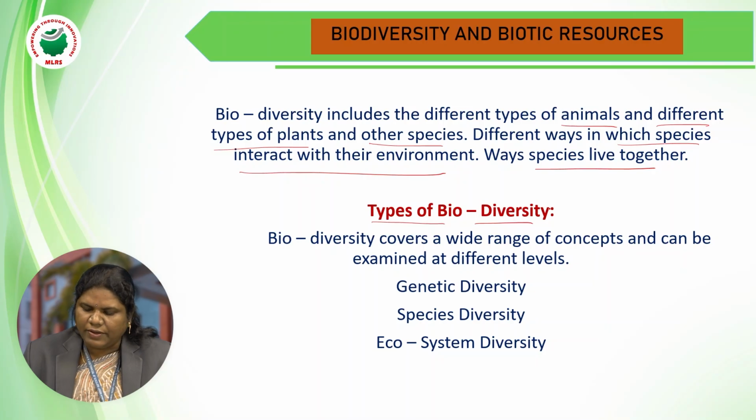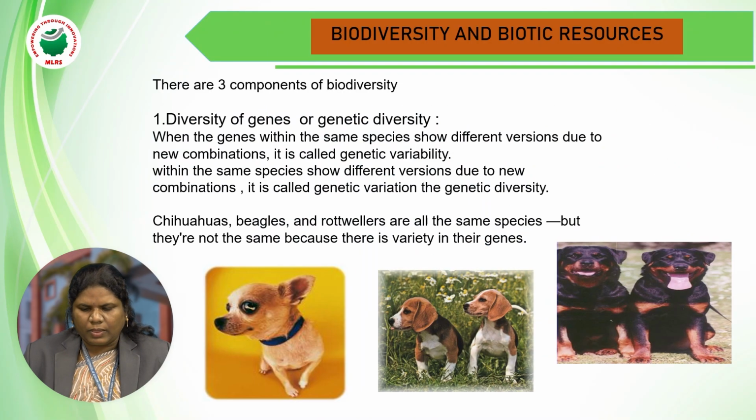First, coming to the types of biodiversity. Biodiversity covers a wide range of concepts and can be examined at different levels. First is genetic diversity, next is species diversity, and the third one is ecosystem diversity. Based on the genetic, species and ecosystem diversity, biodiversity is divided into three types. We will see them one by one. These are the three components of biodiversity.